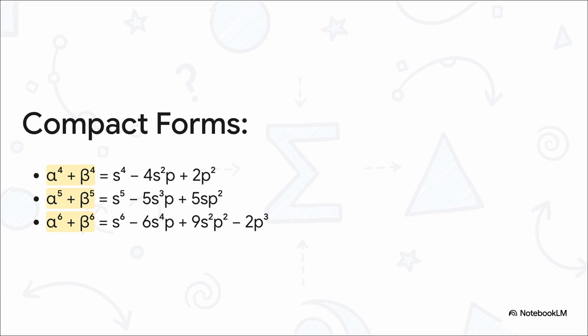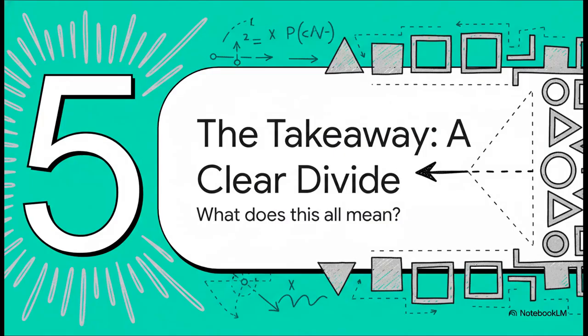Yeah, they look a little longer, but look closely. Every single one of them, for powers 4, 5, and 6, is still just a plain old polynomial made from our 2 original tools, S and P. No new weird terms needed. So after all that building, what's the big picture? What's the main takeaway here?